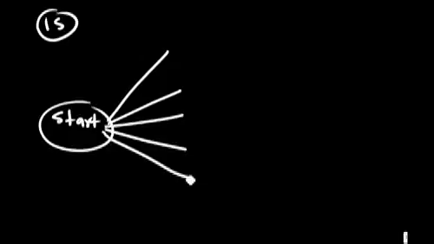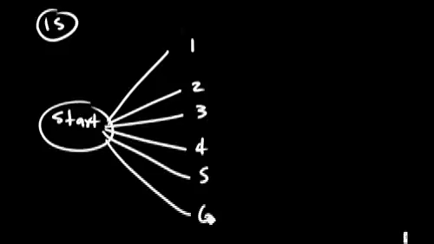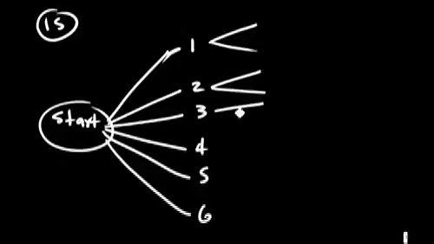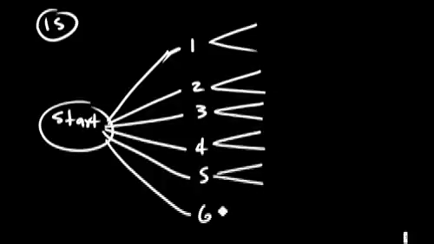1, 2, 3, 4, 5, 6. These are the outcomes associated with rolling a die. Now we're going to toss a coin, in which every outcome on the die roll can have a possible heads or tail outcome for the coin toss.